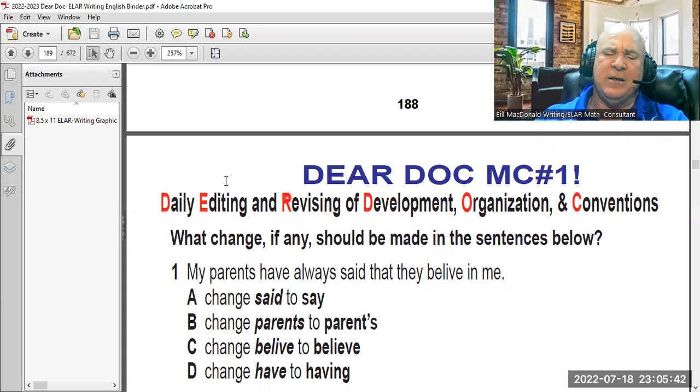So editing is improving the conventions, revising is improving the content, and reading is just understanding the content and being able to apply reading skills to passages. And editing and revising is just applying writing skills to passages.